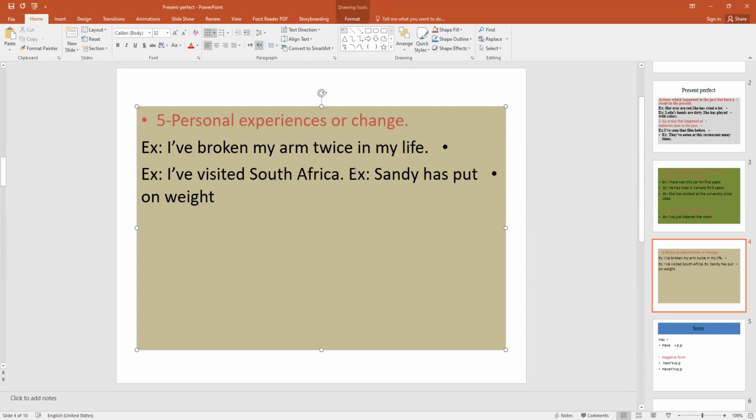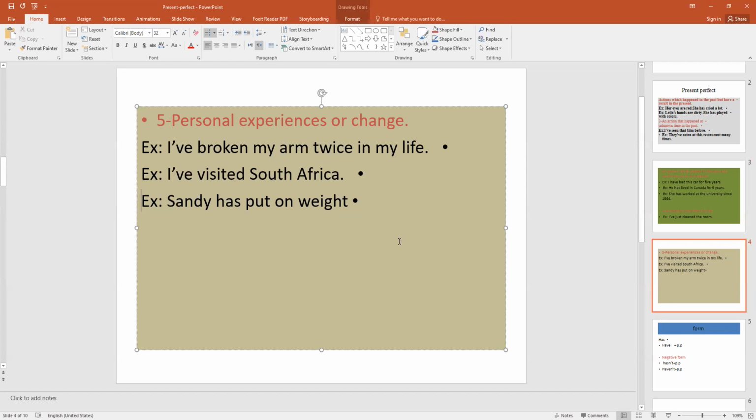Like example 2, I have visited South Africa. And example 3, it's not personal experience. Okay, I don't want to do this. How can I come back? Okay, it's okay. Example number 3, it's not personal experience, it's change. Example 3 is change. Sandy has put on weight. It means that Sandy was thin and then she has put on weight. It changes. She has changed in appearance.